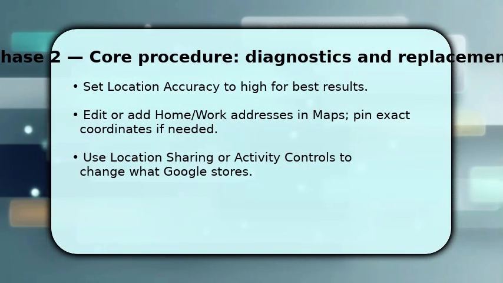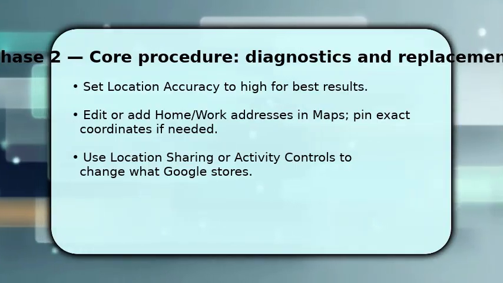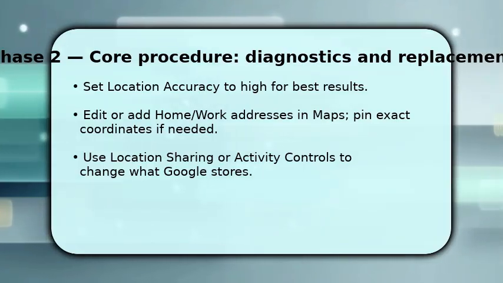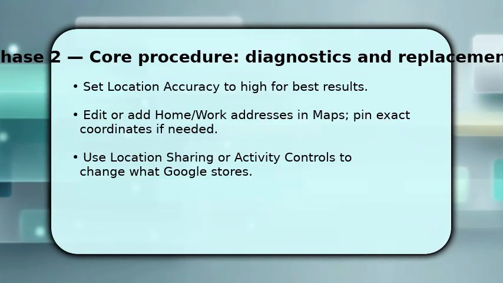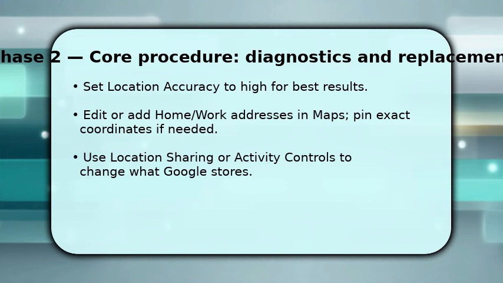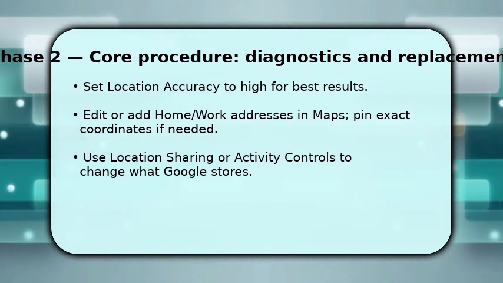Now adjust the detailed controls. Set location accuracy to high so GPS, Wi-Fi, and sensors combine for precise results. In Google Maps, edit home or work addresses. Drop a pin to save exact coordinates if an address is ambiguous. Then review location sharing to broadcast a new live location, or open activity controls to pause or clear location history if you want a fresh baseline. These steps change both the immediate reported position and the stored history that influences future suggestions and search results.